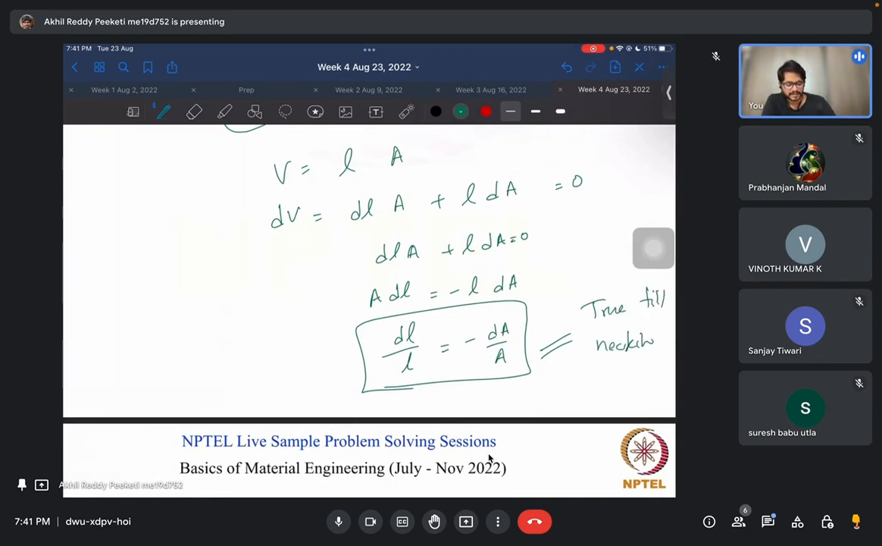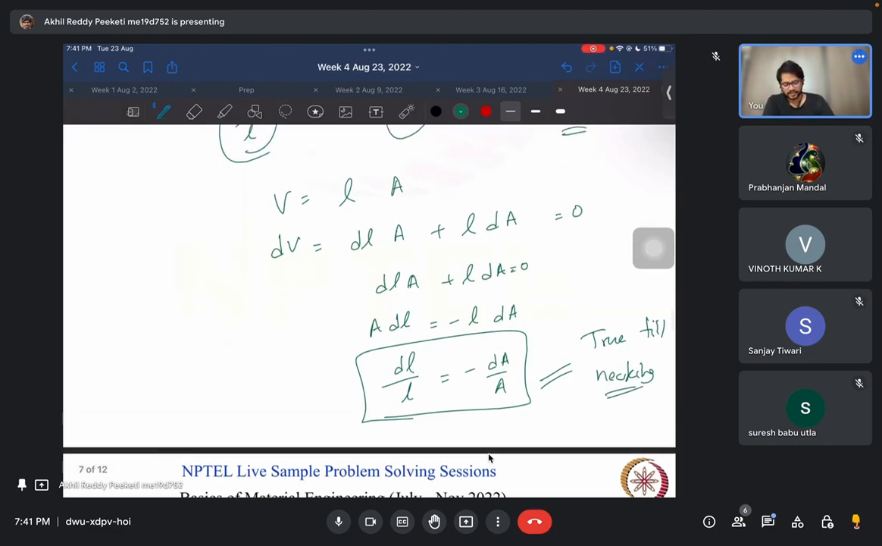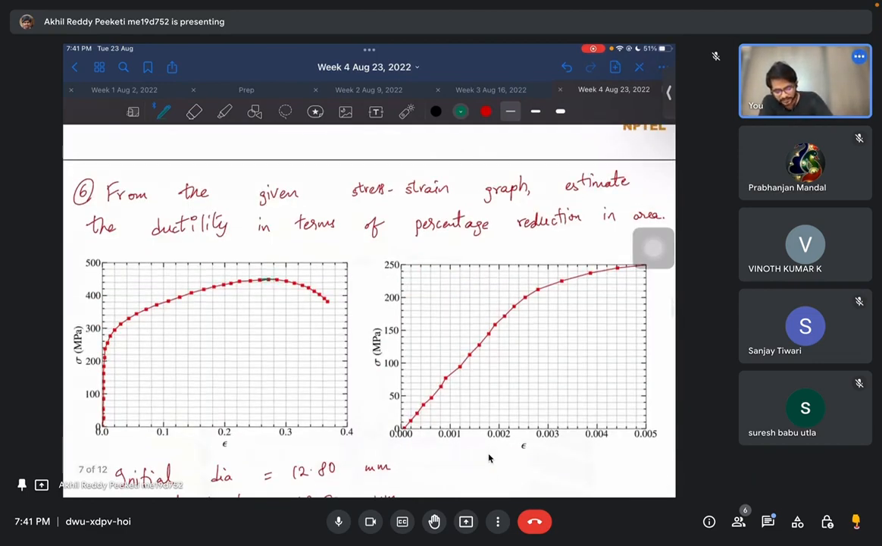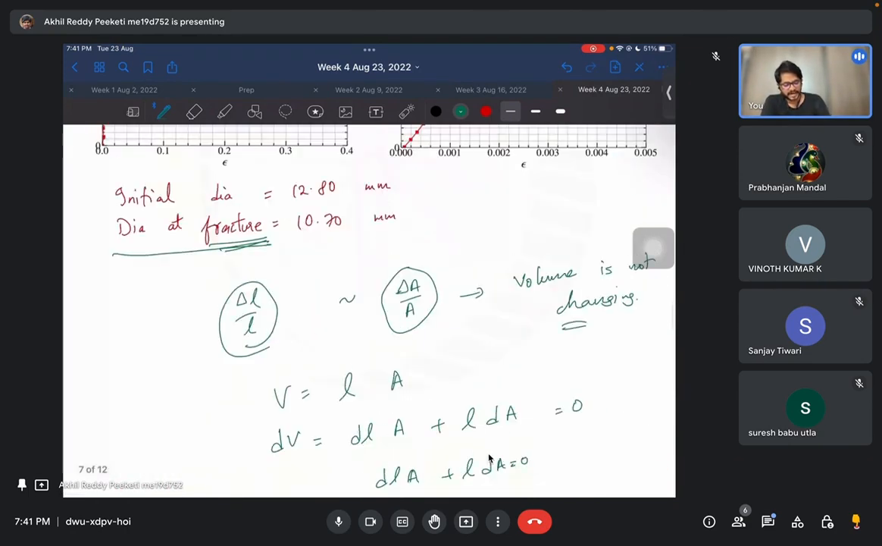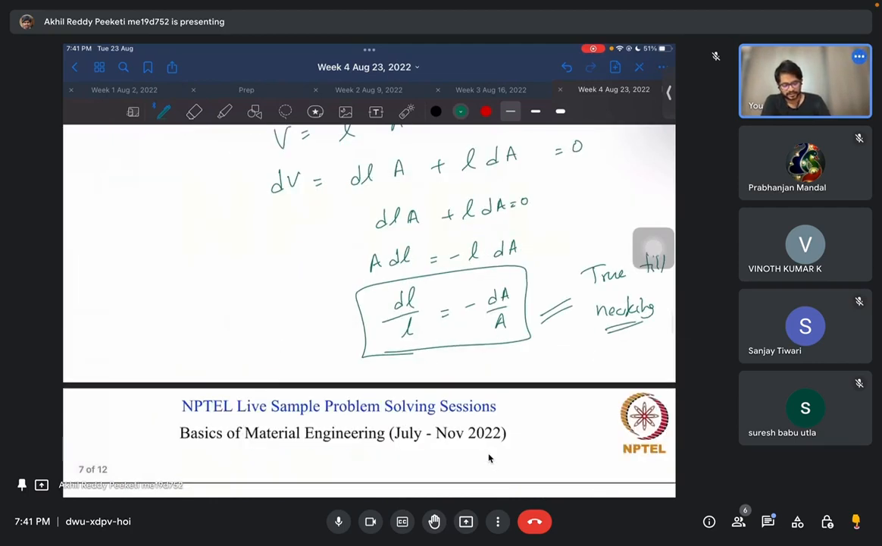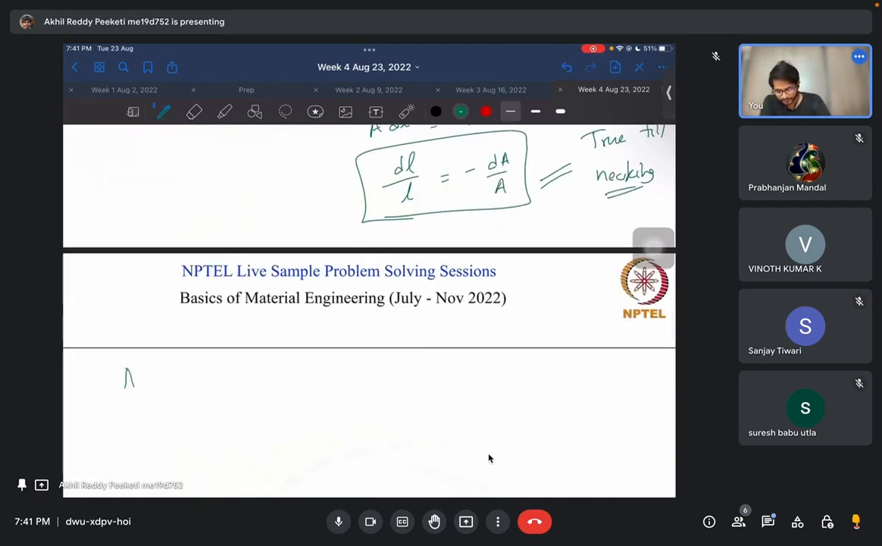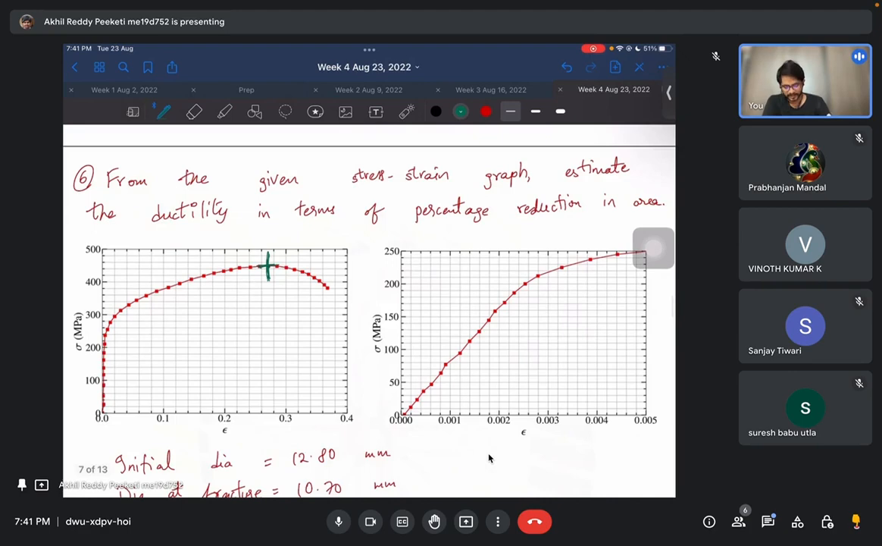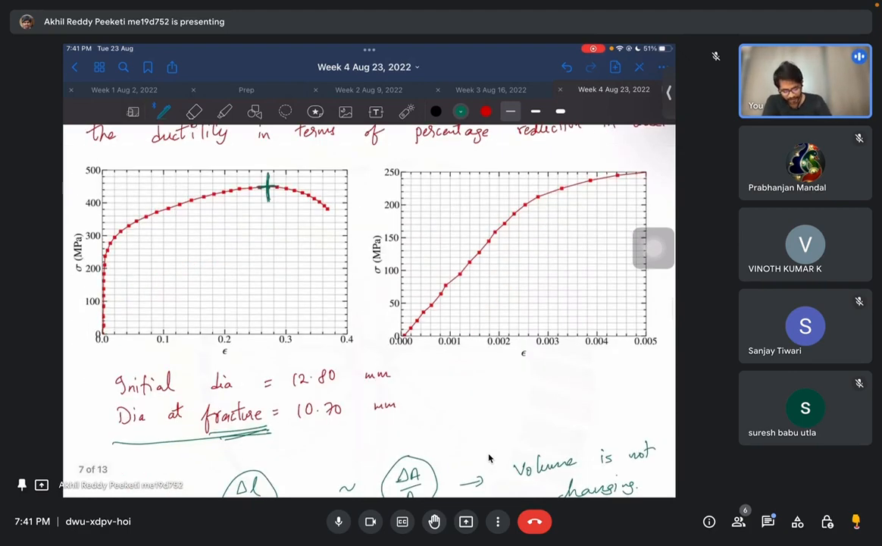So that is the important point here. This is only true till necking, that means this point. Once you cross this point, you can't say volume is not changing. Now the volume also changes, so this is not true. That is why if you want to estimate the ductility in terms of reduction in area, you need to know the diameter at fracture.